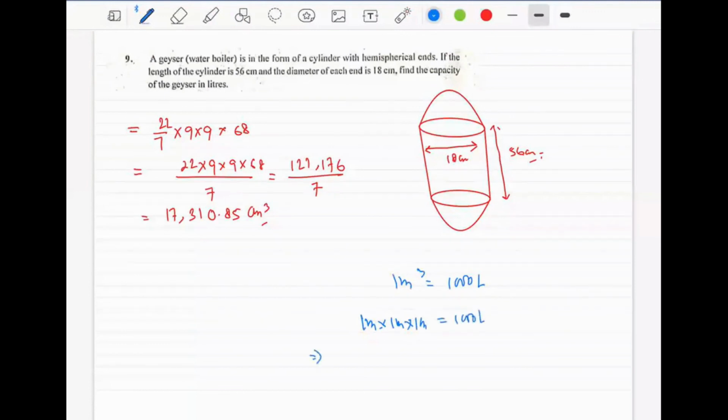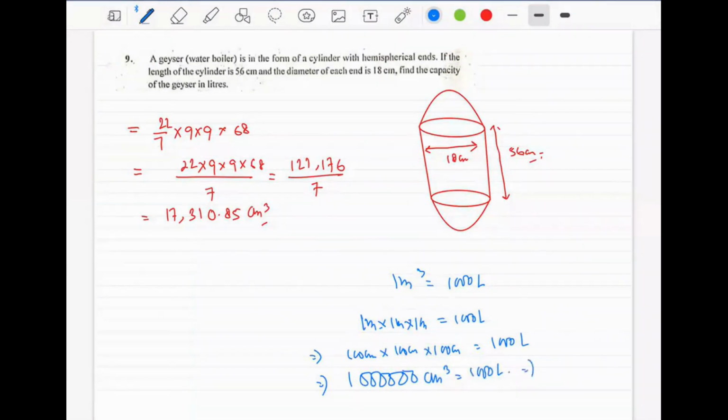Okay, 1 meter cube means we are multiplying 1 meter 3 times. If I convert this into centimeter, then 1 meter will be 100 centimeter. So multiply all the 100, 100, 100, we will have 1 followed by 6 zeros, right? 2 zeros from each 100. So 1 followed by 6 zeros centimeter cube is equal to 1000 liter.